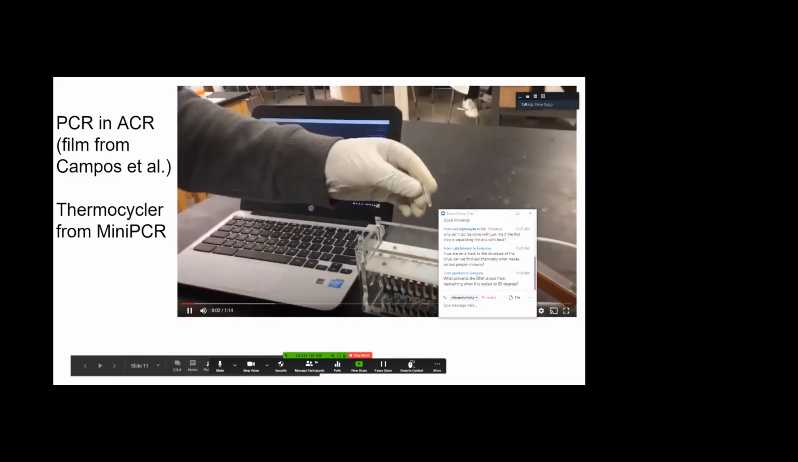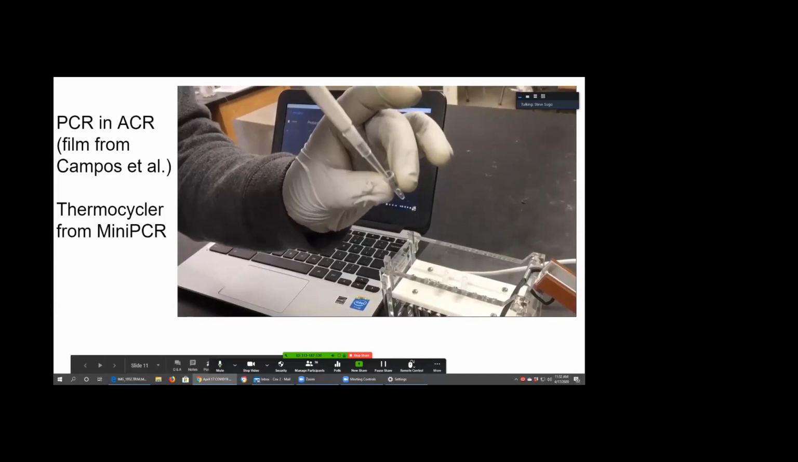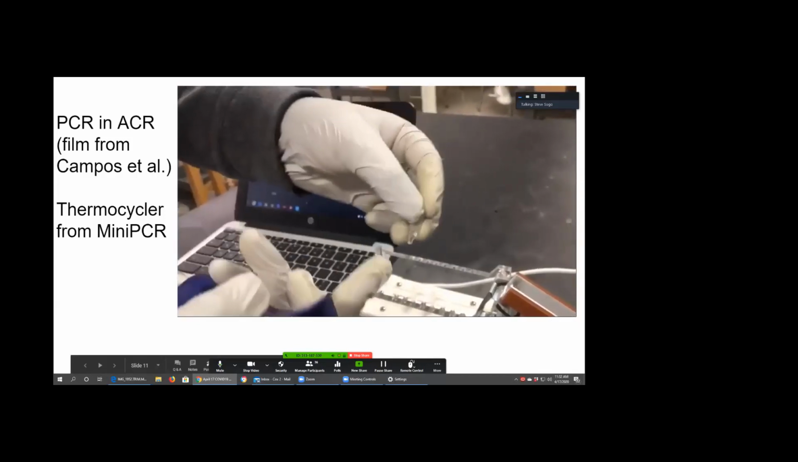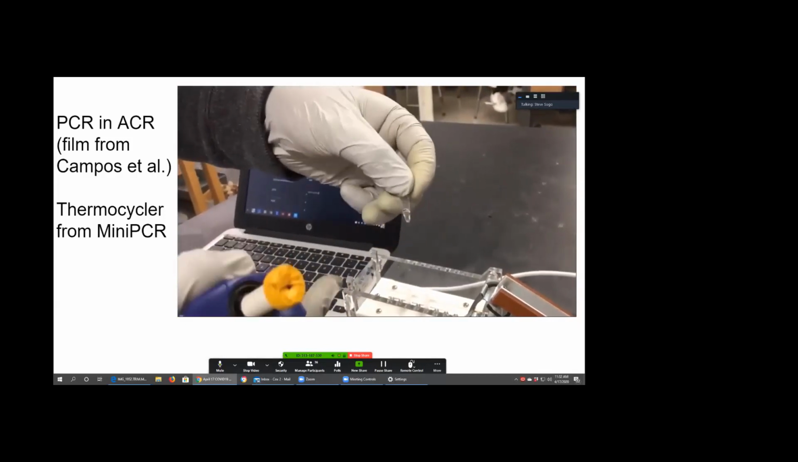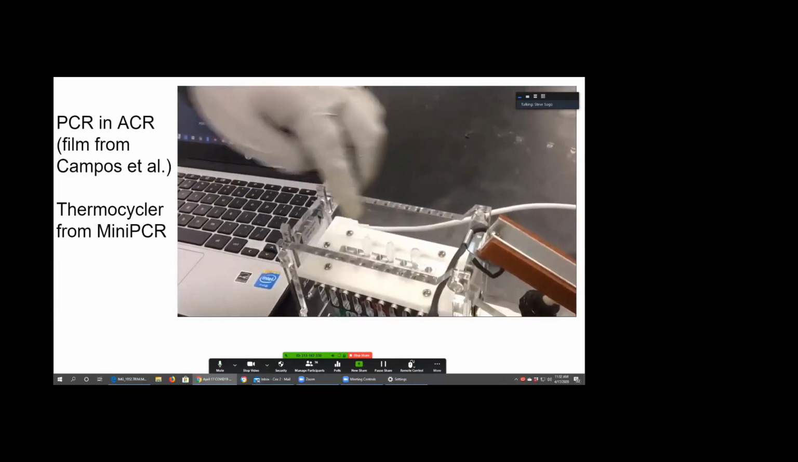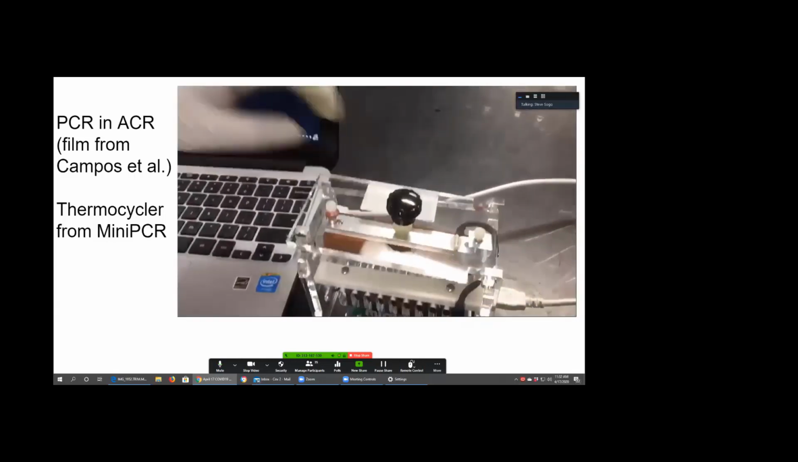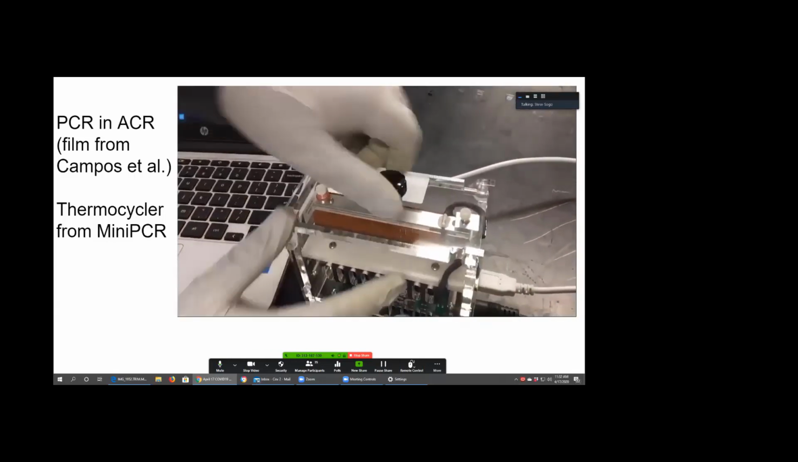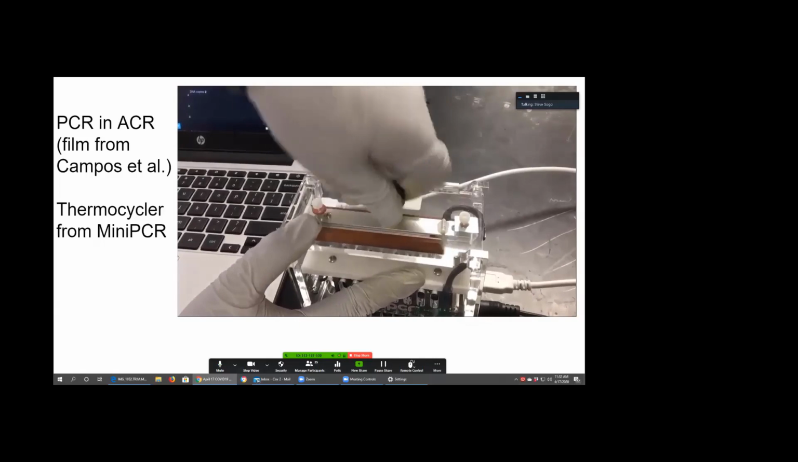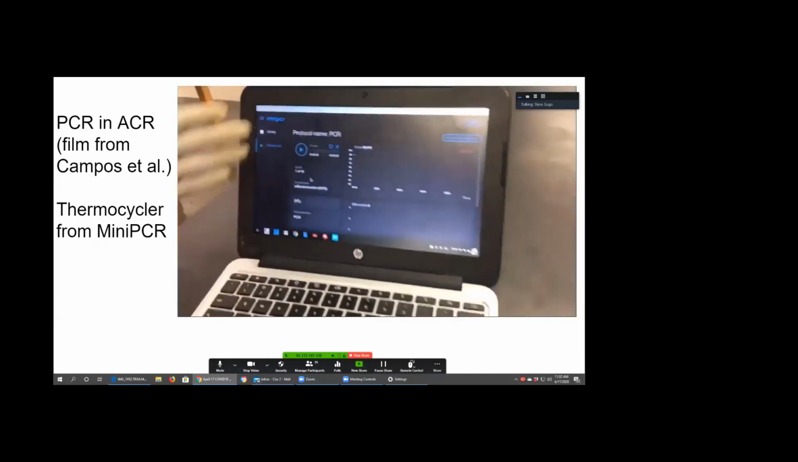So there's the machine. It's small. This comes from miniPCR, so it's small. Those are the little tiny test tubes that you have to put all the right things in. And you can see that's probably only about 100 microliters total, maybe even 50. That's the heating block. And it's hooked up to the computer, which controls the temperature inside there.